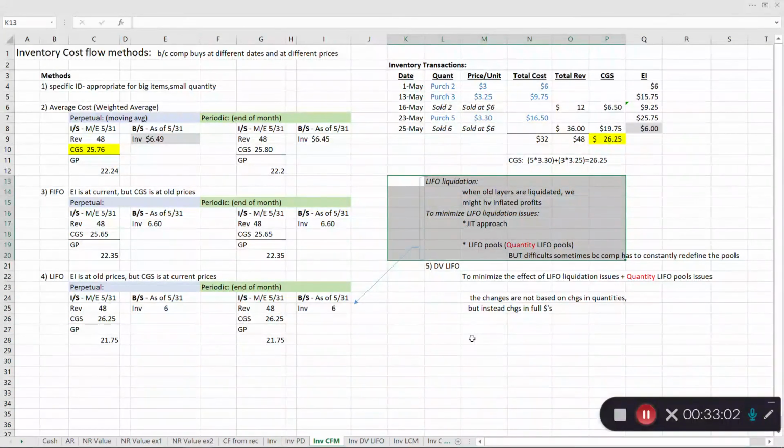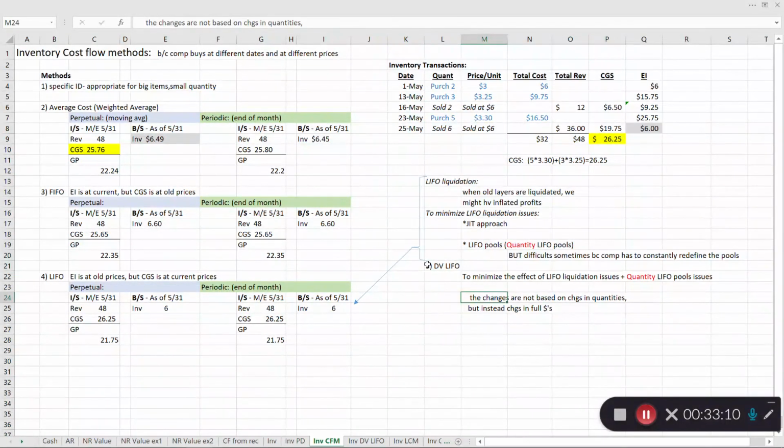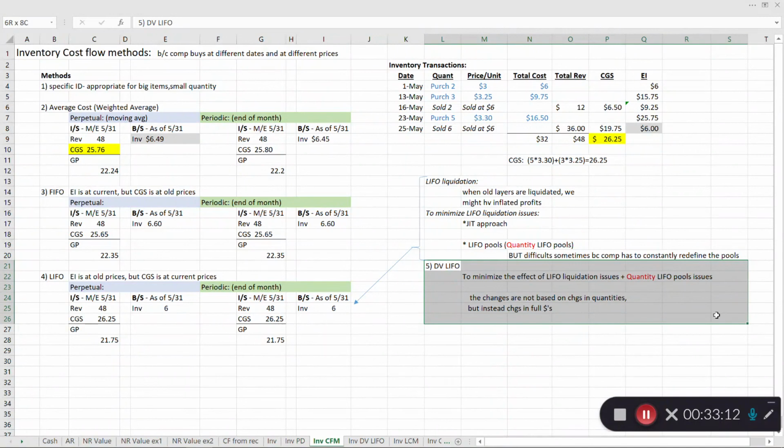All right, so this concludes the video on the introduction on inventory cost flow methods. And if you want to see the video on how to account for dollar value LIFO, that'll be on a separate recording.